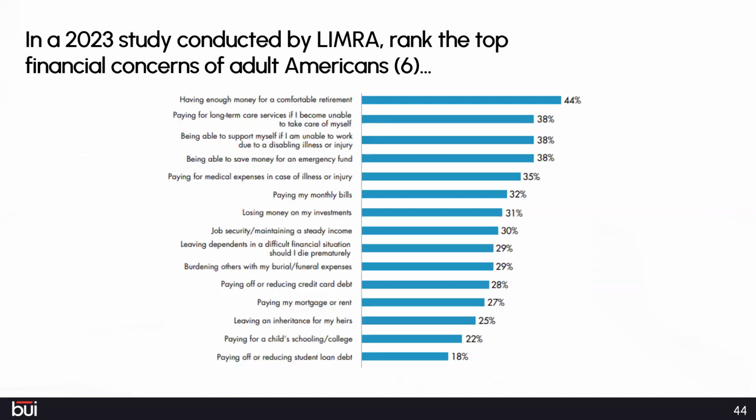Here, you can see the number 2 answer in terms of top financial concerns of adult Americans, these are Americans over age 40 who describe themselves as being in the process of retirement planning. Number 1 answer, naturally, having enough money for retirement. Number 2 answer, paying for long-term care services if I become unable. So we learned earlier that about 1 in 5 financial service professionals is talking to their clients about the need for long-term care, yet it's on their mind.